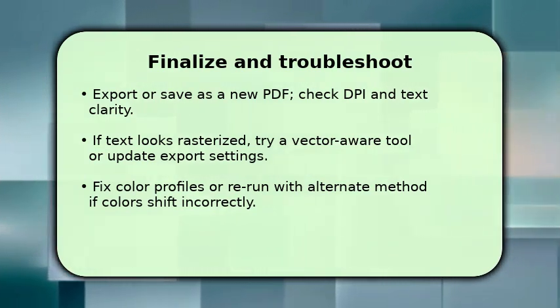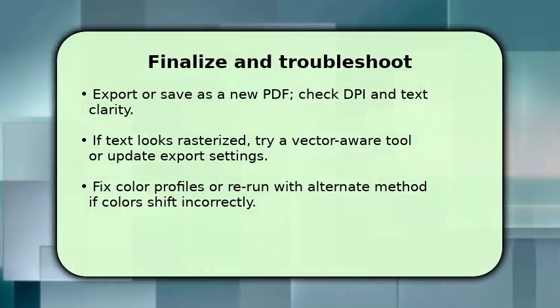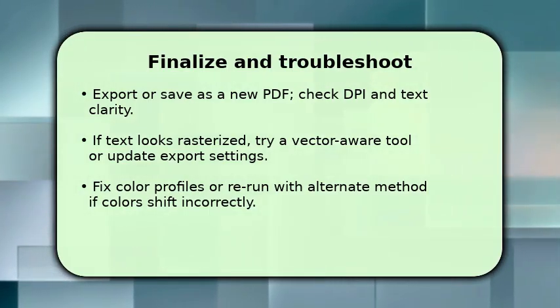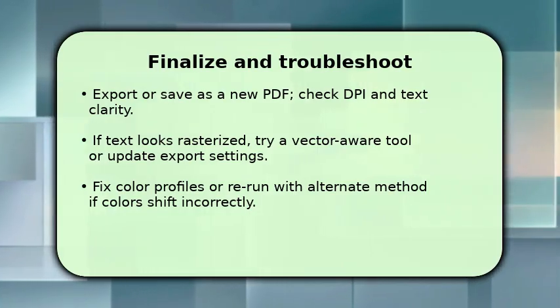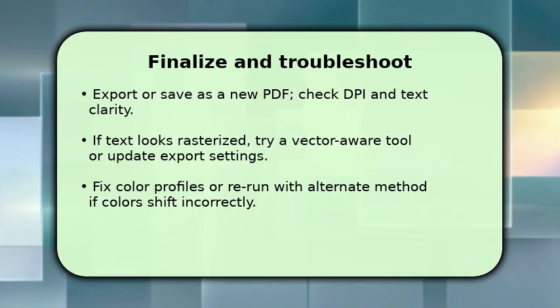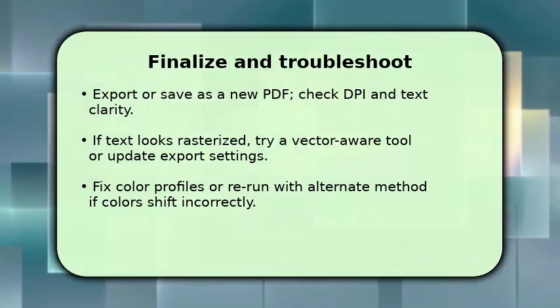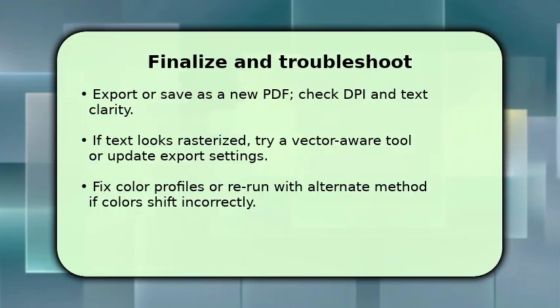If you notice rasterization or jagged text, revert to a vector-aware method or increase export DPI. If colors shift unexpectedly, check the PDF's color profile and reapply your inversion with color management enabled. One key troubleshooting tip: if fonts or layout break, revert.